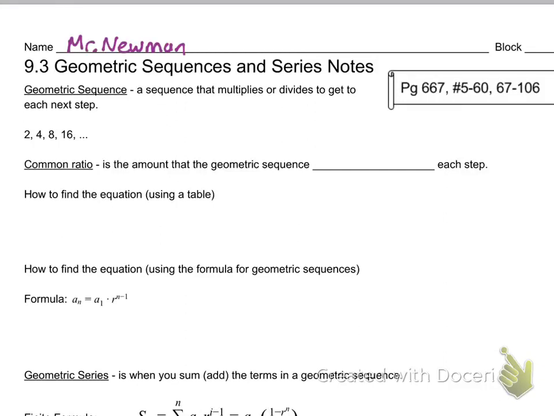Hey guys, Mr. Newman here, and today we're going to learn about geometric sequences and series. It looks very, very similar to 9.2 because it has a lot of the same vocabulary, just a few differences, especially at the end.